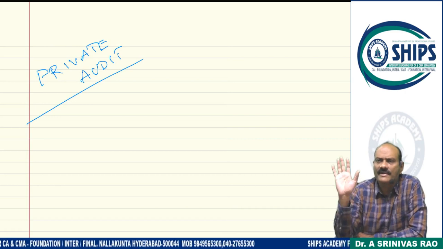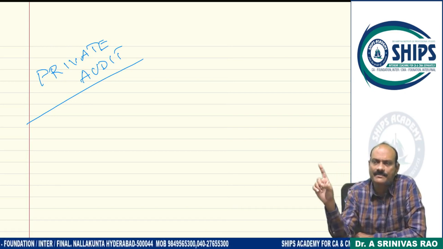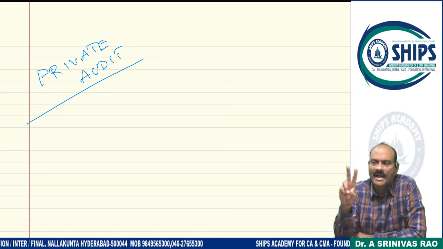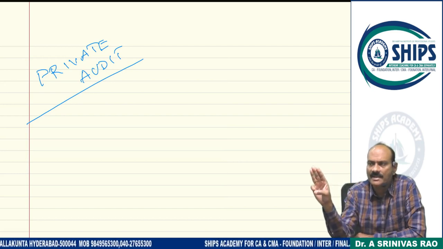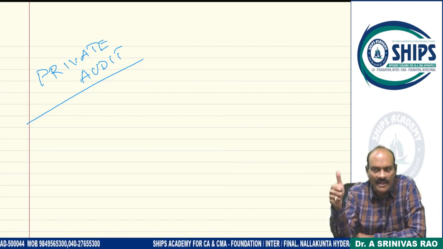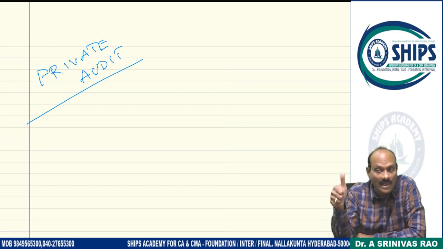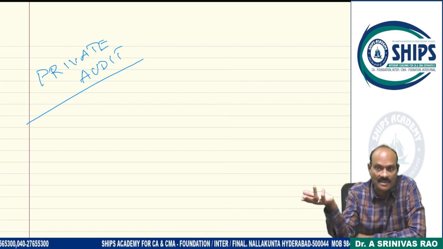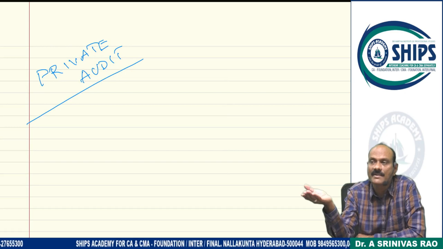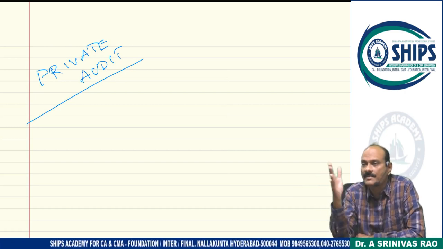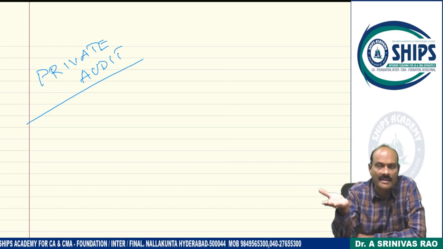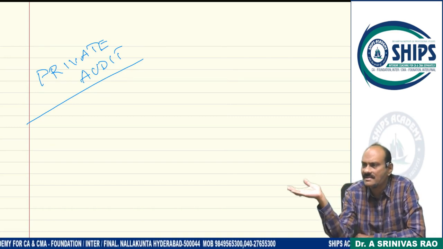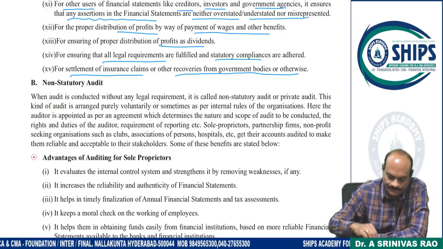So, in simple 4-5 lines: this is not compulsory, purely voluntary. Auditors are appointed by the private party. Scope is defined by the private party. Report is given to the private party. A private audit auditor need not be a qualified person, though may be a qualified person also. The report is given to the private party. It is not a public document. Why is this conducted? To prove your integrity. Beyond that, nothing more. Now let us see, guys.